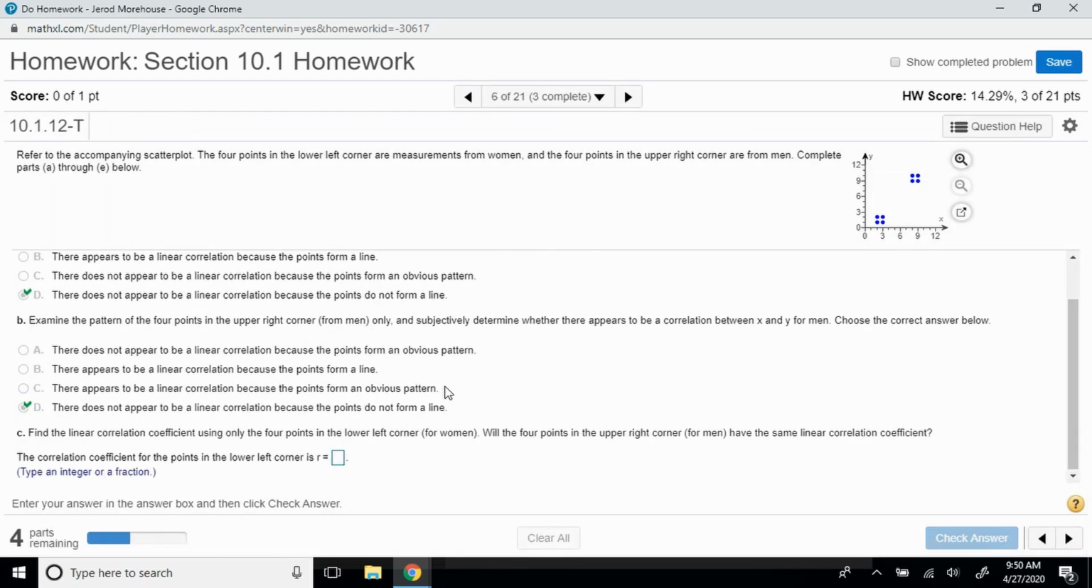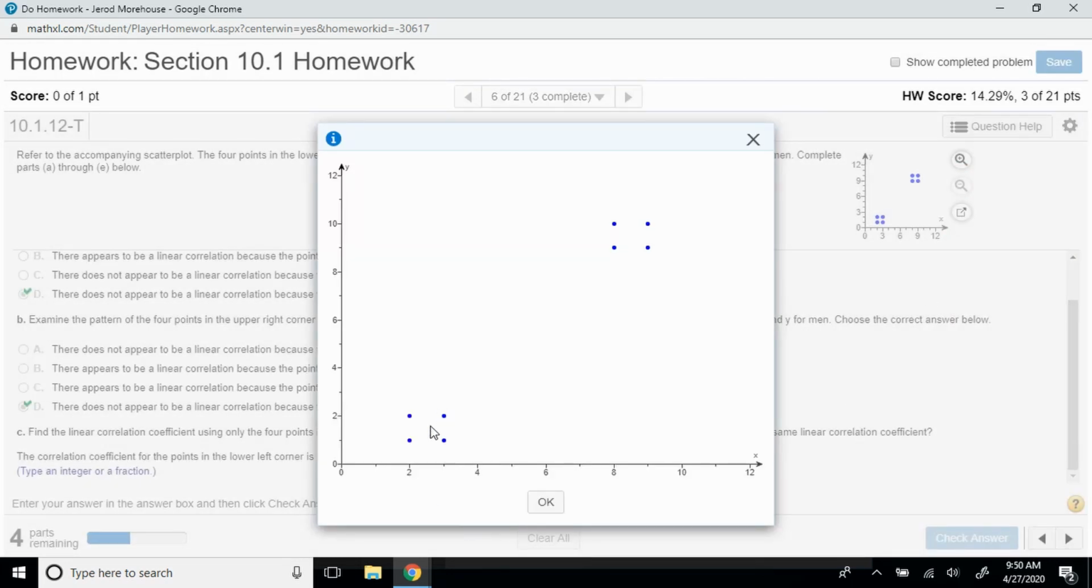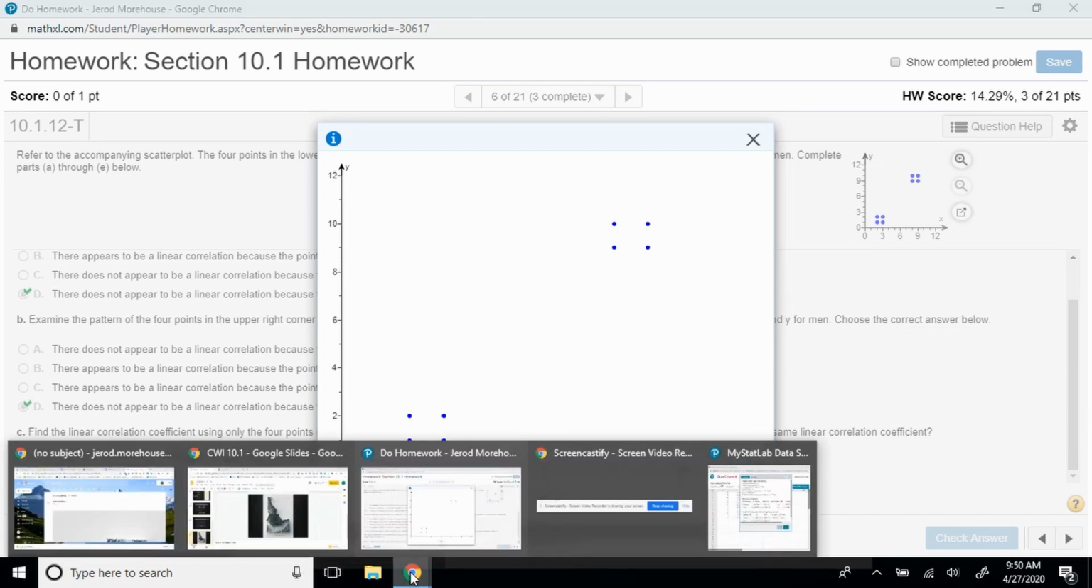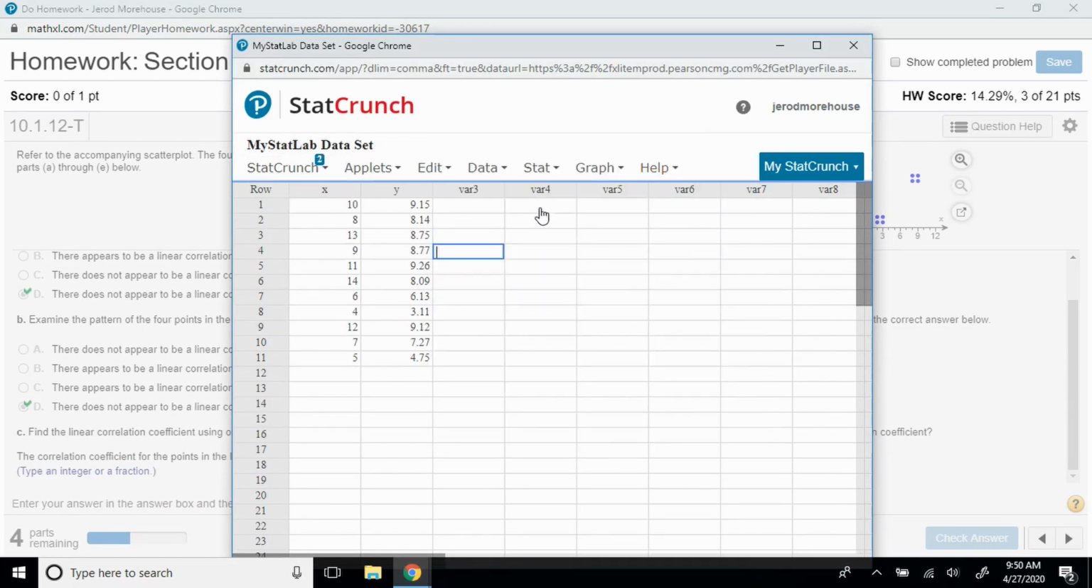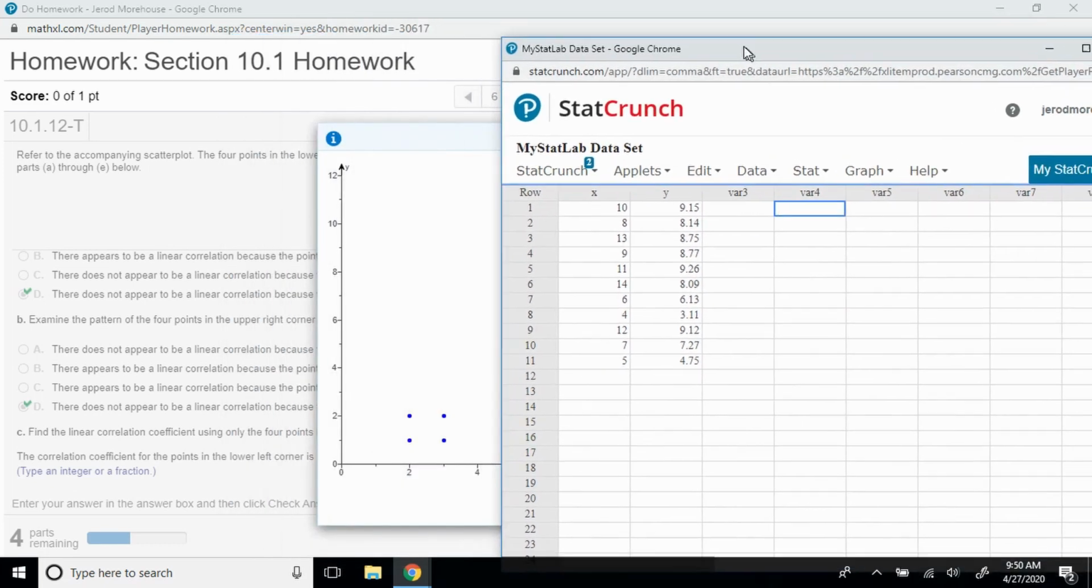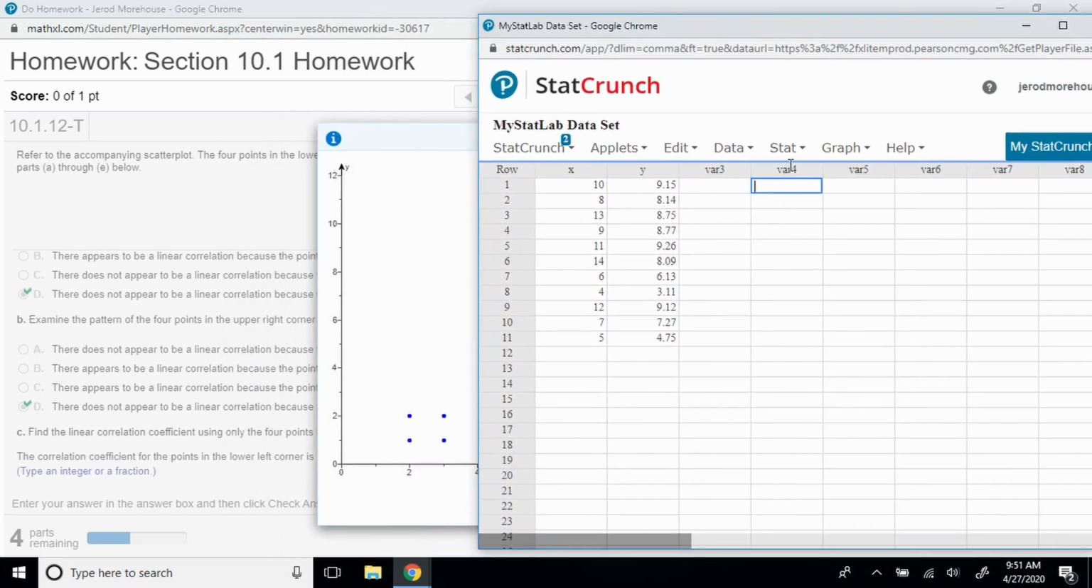Right. Part C, find the linear correlation coefficient using only the 4 points in the lower left for women. So they don't give us the actual coordinates here, so we're going to open this up and we have to find the coordinates ourselves. So I'm going to open up my StatCrunch, close this out. I'm going to do it over here. There are 4 points on this graph. We'll call this the X and this the Y.